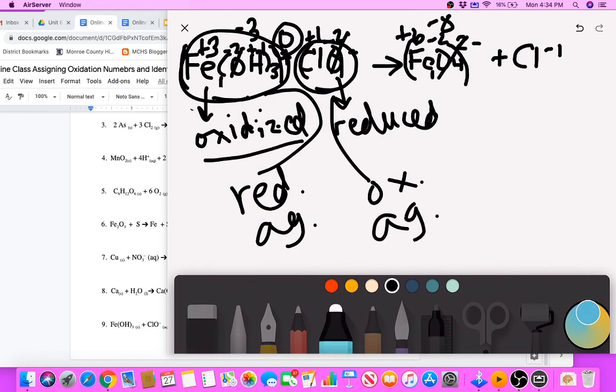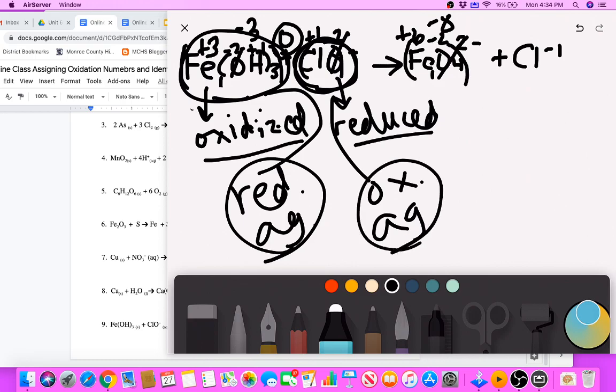Remember that your substance that was oxidized, that compound, is the reducing agent, and your substance that was reduced, that ion here, is our oxidizing agent. So Fe(OH)3 is our reducing agent, ClO- is our oxidizing agent, and then we have all the charges here.